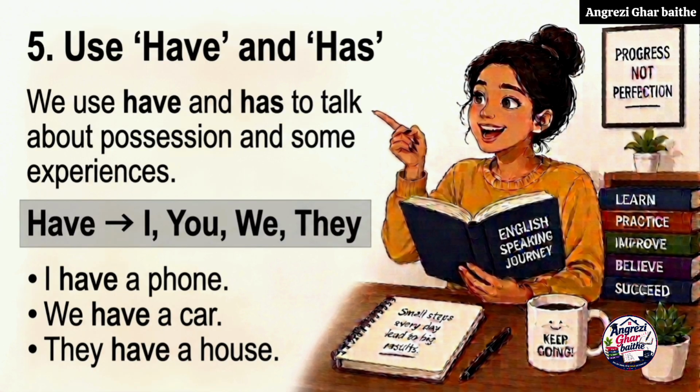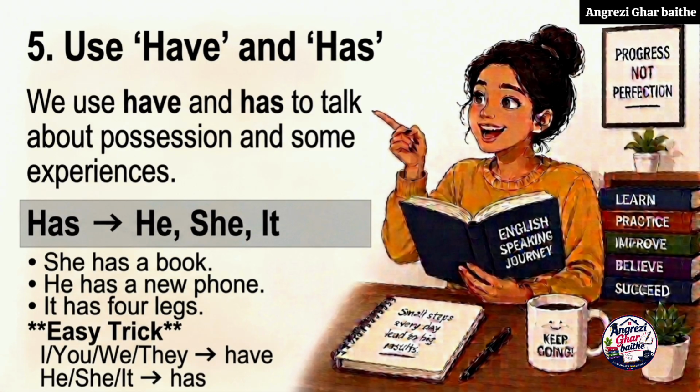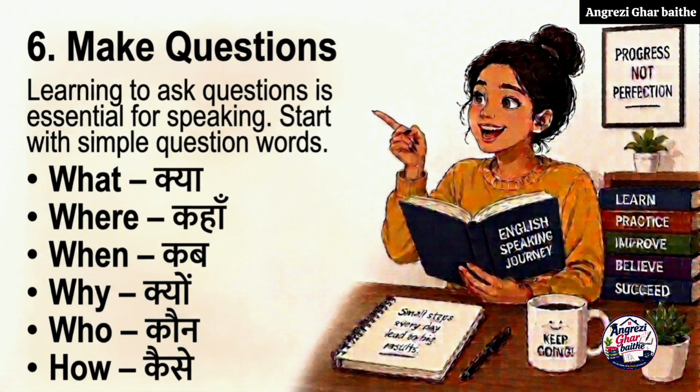5. Use have and has. We use have and has to talk about possession and some experiences. Have: I, you, we, they. I have a phone. We have a car. They have a house. Has: he, she, it. She has a book. He has a new phone. It has 4 legs. Easy trick: I, you, we, they have. He, she, it has.